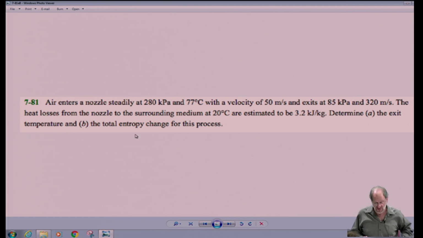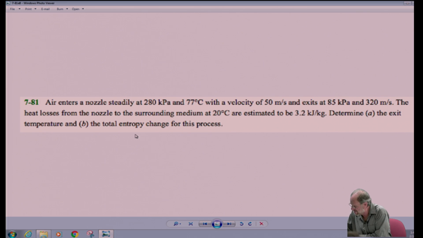It says air enters a nozzle steadily at 280 kilopascals, 77 degrees C, with a velocity of 50 meters per second, and exits at 85 kilopascal with a velocity of 320 meters per second. The heat losses from the nozzle to the surrounding medium at 20 degrees Celsius are estimated to be 3.2 kilojoules per kilogram. Find the exit temperature of the nozzle and the total entropy change for this process. Okay.